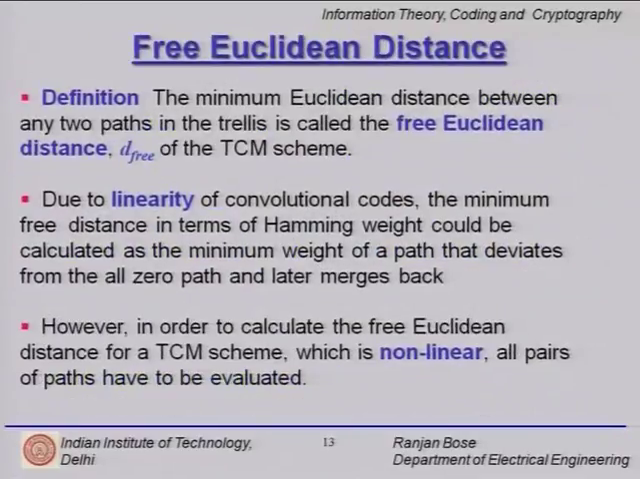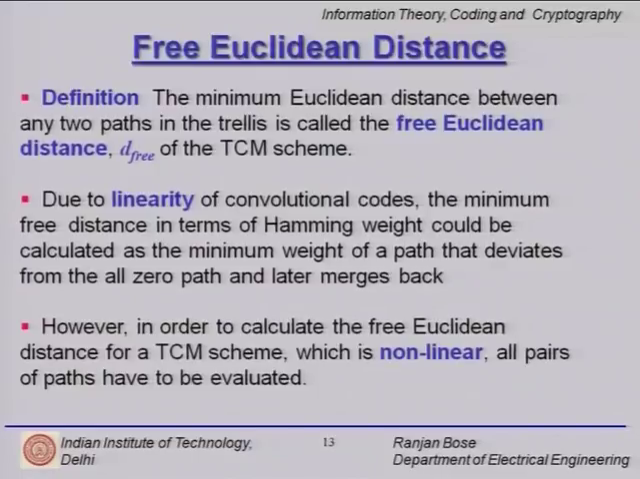We have looked at free distance earlier in terms of convolutional codes. We define the free Euclidean distance. So, the minimum Euclidean distance between any 2 paths in the trellis is called the free Euclidean distance d free of the TCM scheme. Please note here, since there is a convolution encoder present, there will be a trellis diagram, but the labels of the branches instead of being bits should be symbols, because all the bits have been mapped to symbols.